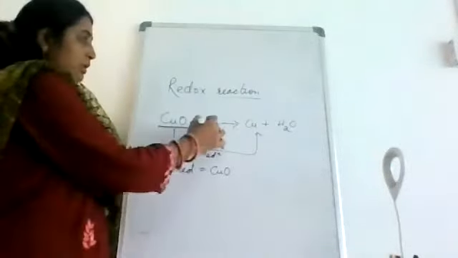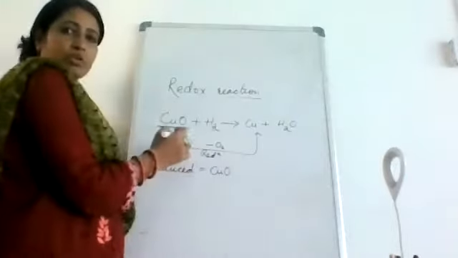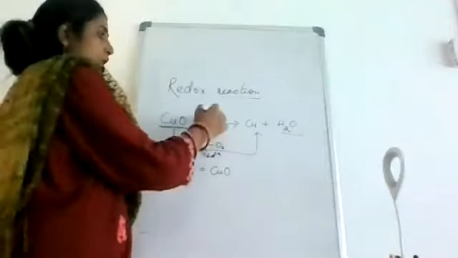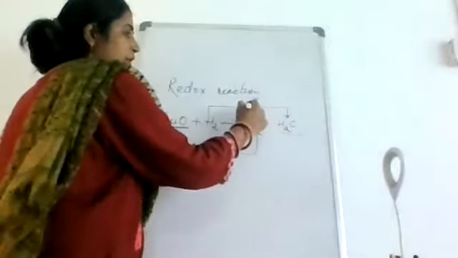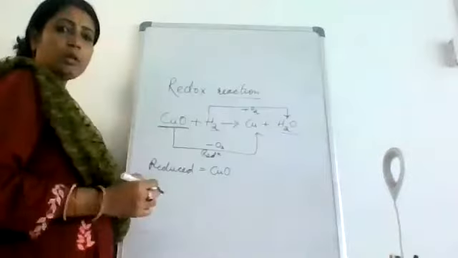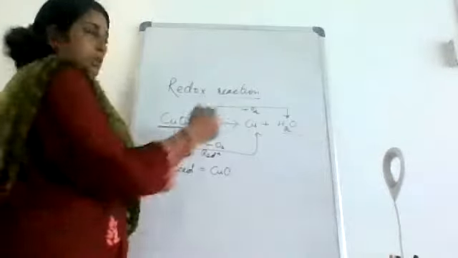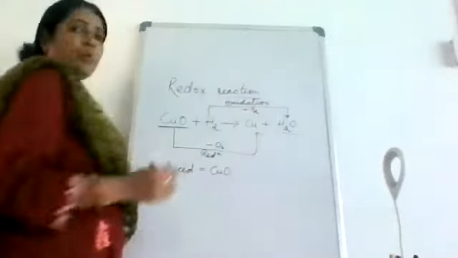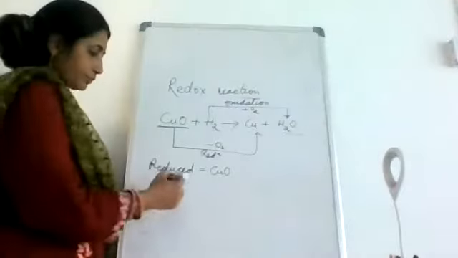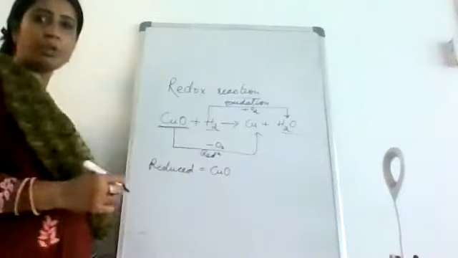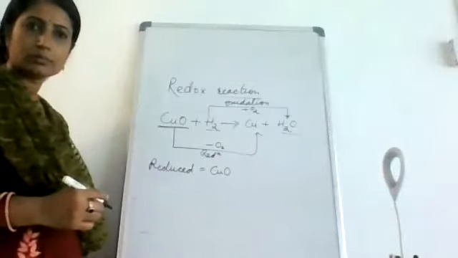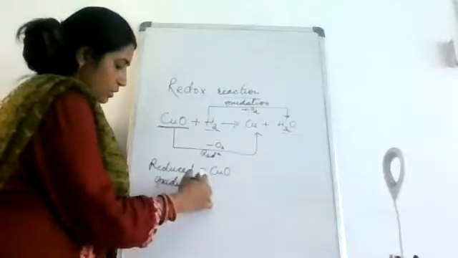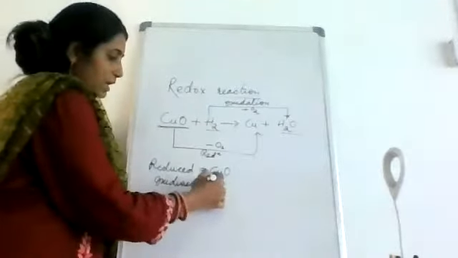So now see this here, H2. From H2, it is changing into H2O. Oxygen is being added. So when oxygen is being added, it is called what? Oxidation. This is the process of oxidation. So this substance will be said to be what? Oxidized. So the substance which is oxidized is H2.